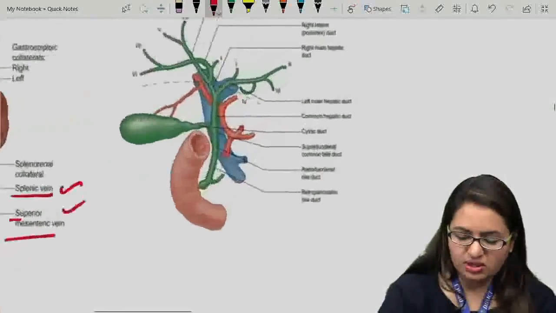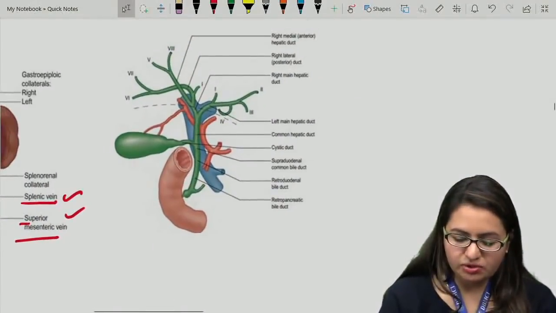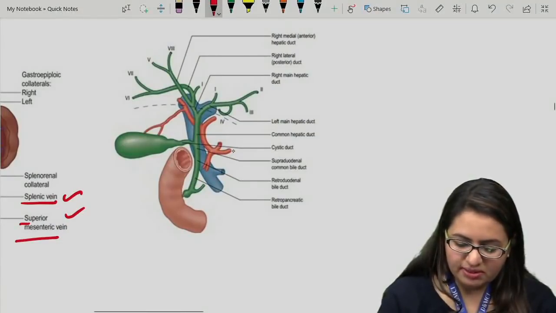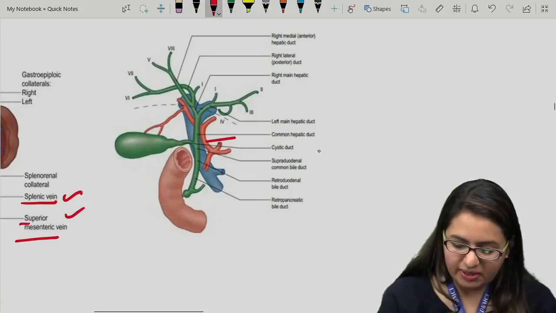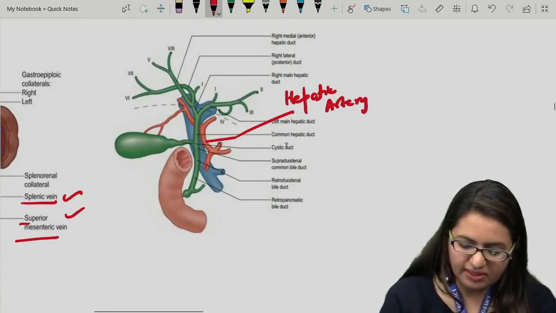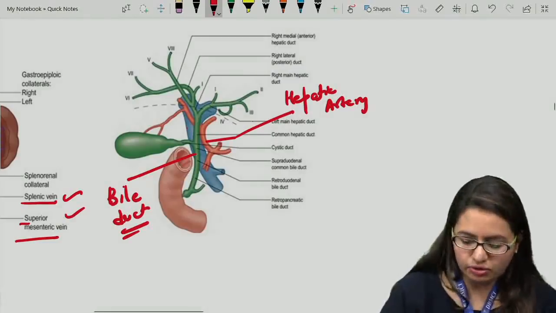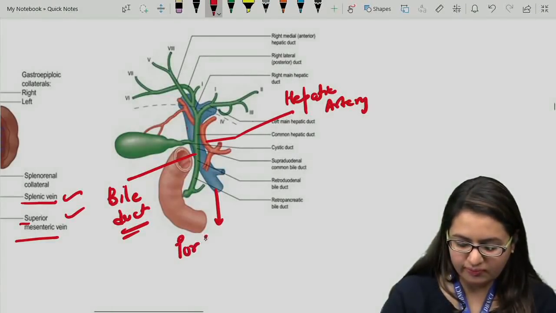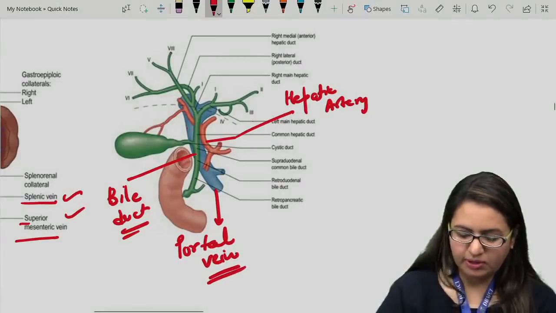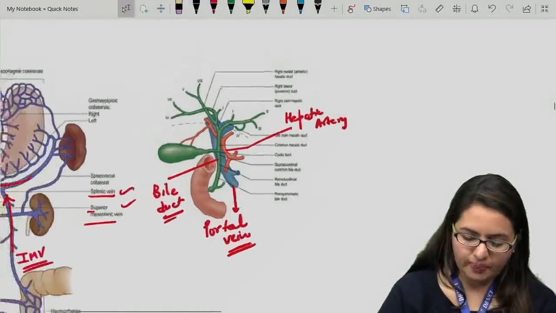If we see the relations with the bile duct and the hepatic artery, this picture shows that the hepatic artery, which is over here, and the bile duct are there. These two structures are lying anterior to the portal vein. This is the portal vein. So this picture shows the relations of the portal vein to the bile duct and the hepatic artery.